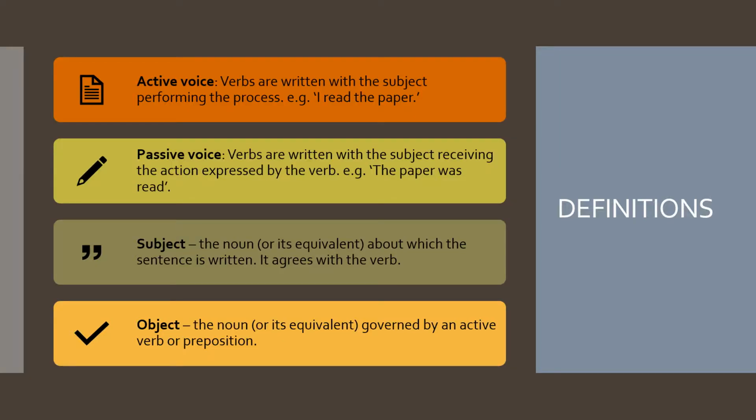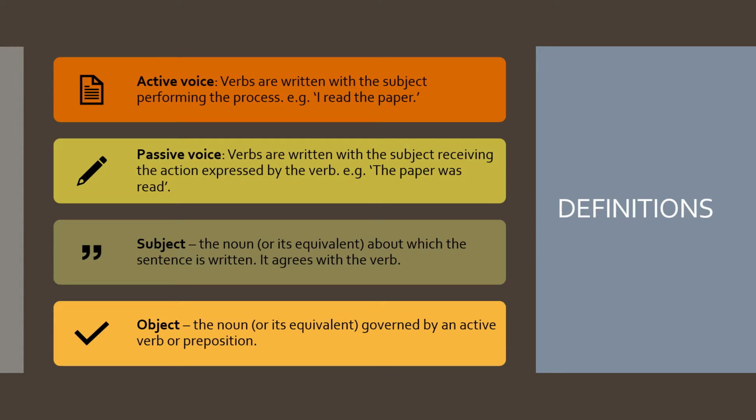Let's begin with the definitions. The first definition is of active voice, which says verbs are written with the subject performing the process. For example, I read the paper. In this sentence, I is the subject, read is the verb, and I is the person who is performing the process, which is reading the paper. So this sentence is in active voice.